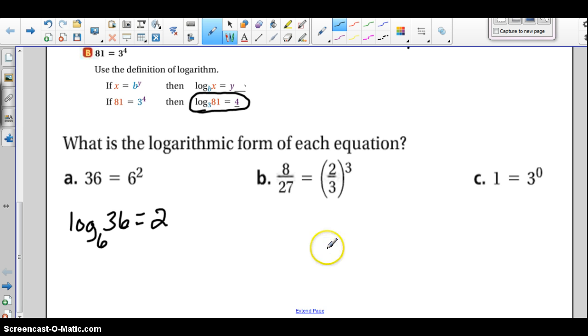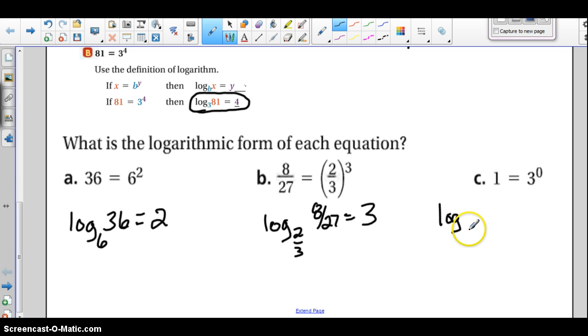Here, we might have a little bit more work to do. We want to write this as a logarithmic form. We have log base 2/3 of our value, 8/27, equals our exponent of 3. Log base value equals the exponent. Base, value, exponent. So let's take a look at the last one.